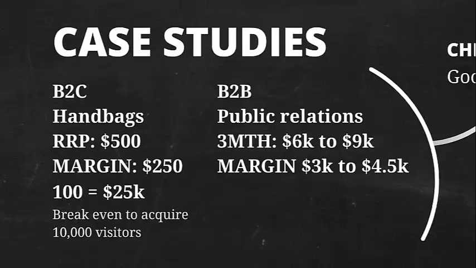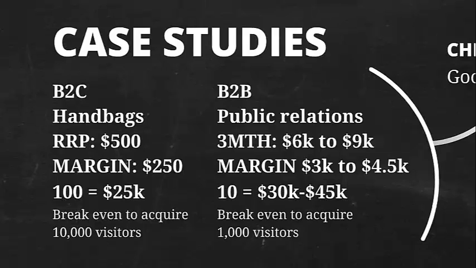B2B, public relations: say you got a 3-month contract at 2K to 3K a month. That's 6,000 to 9,000 for that particular client. Let's once again assume that the margin is 50%. Service game is a little bit different, a little bit harder to quantify. Sometimes the margin's big, sometimes small, sometimes very big. But let's say it's 50%. 10 customers to break even would in that instance equal 30K to 45K. So once again, what would be the break even to acquire a visitor based on a funnel of 1,000 visitors, 100 leads, 10 sales? It actually works out to be $30. Spend $30 on a visitor.